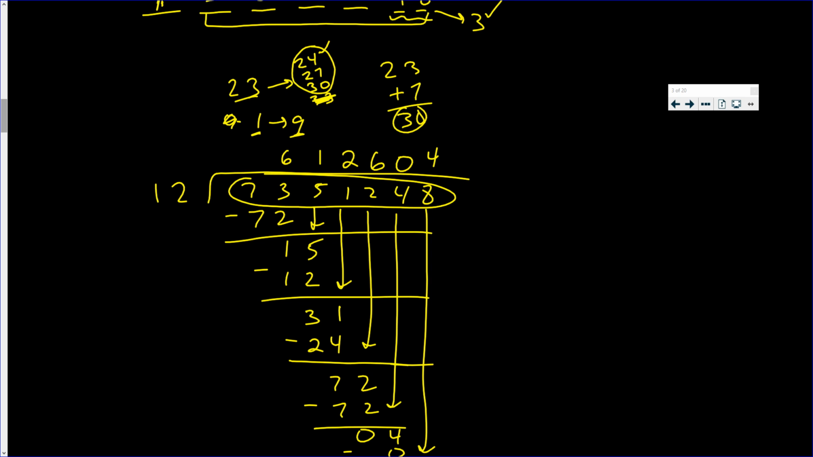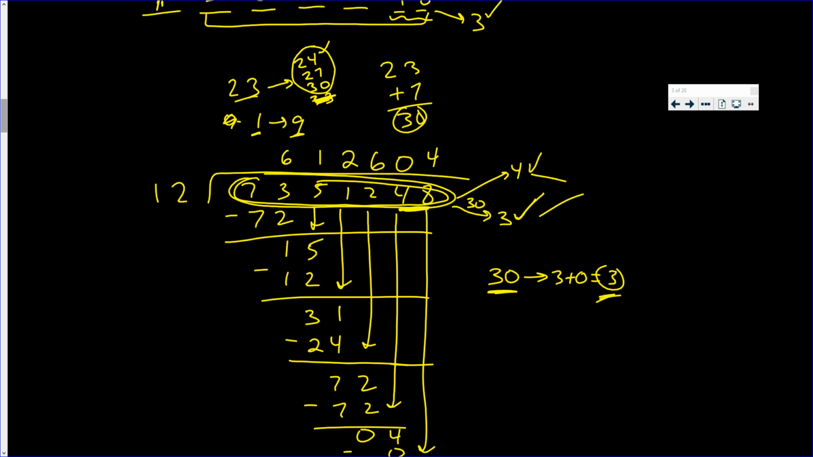And how did I know it? 12 went into the last 2 digits. And when I added up the digits, I got 30, which is divisible by 3. And if you didn't know 30 is divisible by 3, add the digits and say, yeah, 3 is divisible by 3. So this is divisible by 3, this is divisible by 3, and therefore this number is divisible by 3. So if you're divisible by 4 and 3, you're divisible by 12.